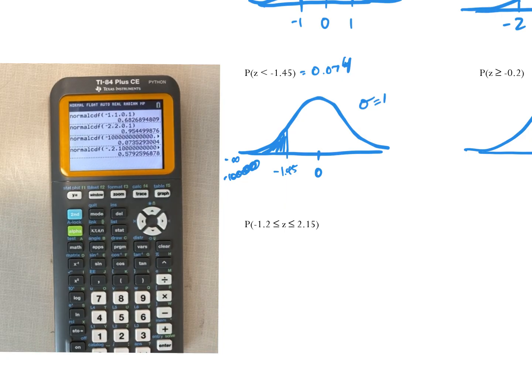Oh, look, it's pretty darn close. I guessed 60%. It's a pretty good guess, because that would round to 0.579.